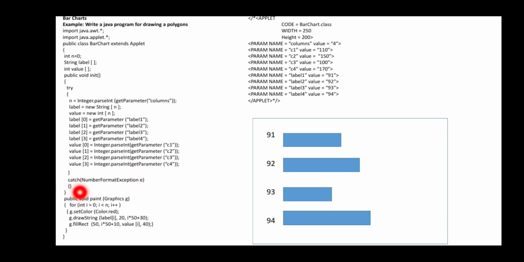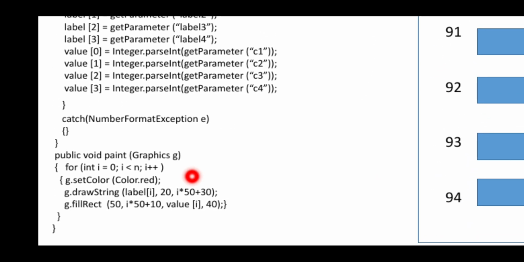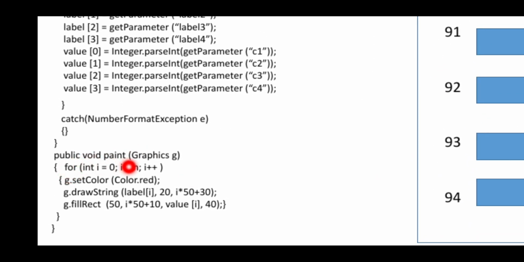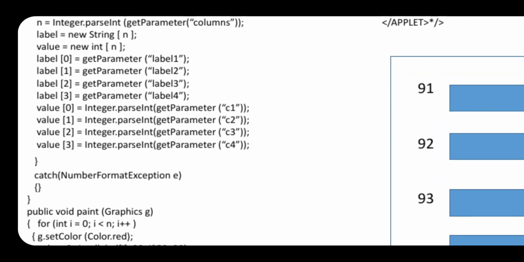So there was no error, so you are going to come outside from the try block and you are going to display with this statement. What is this statement going to say? Public void paint, for int i is equal to 0, i lesser than n, that is 4. g.setColor is going to set the color for your rectangle. Okay, so g.drawString label[0]. Label[0] is a value. What are you going to have in label[0]? 91. Is it right? Label[0] you are going to have 91.